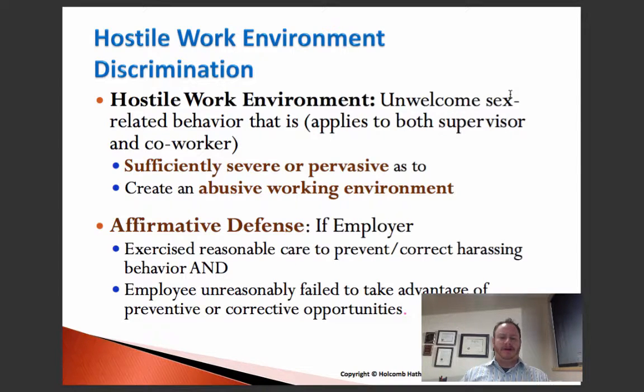And hostile work environment harassment is briefly described as any sort of unwelcomed sexually related behavior. And it needs to be one sufficiently severe or pervasive as to create an abusive working environment, and that's something that would unreasonably interfere with the day-to-day of that employee. So here, hostile work environment harassment can apply both to the supervisor as well as the coworker, because virtually anyone can create a hostile work environment.